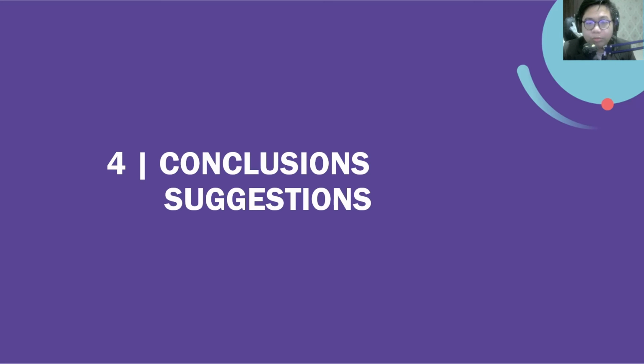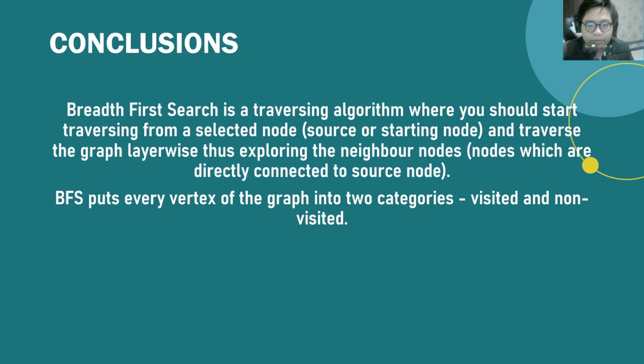And finally, we will get into the conclusions and suggestions. In conclusion, BFS is a traversing algorithm where you should start traversing from a selected node, source or starting node, and traverse the graph layer-wise, thus exploring the neighbor nodes which are directly connected to the source node. BFS puts every vertex of the graph into two categories, visited and non-visited. Non-visited could also be Q, shown by the code before.